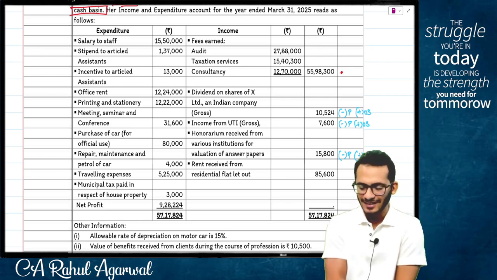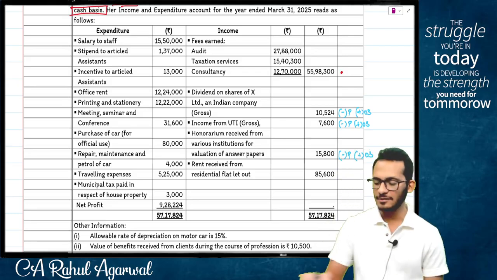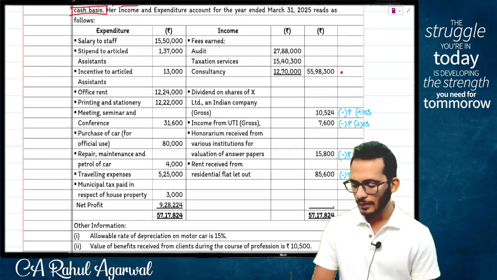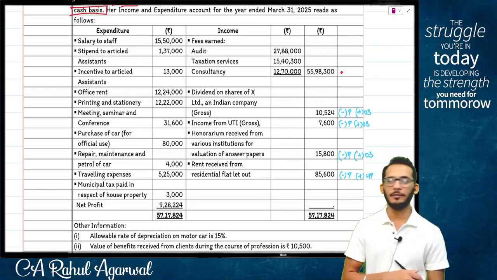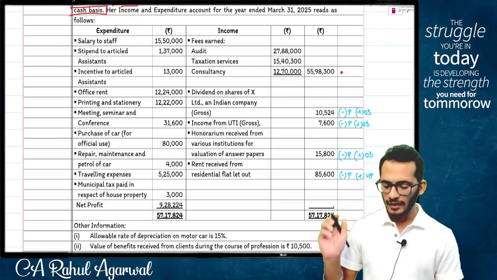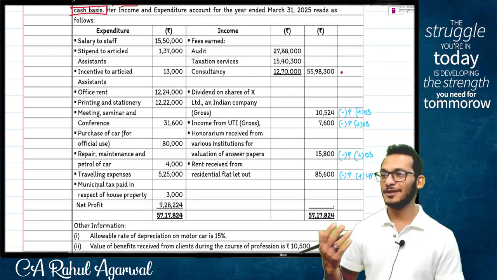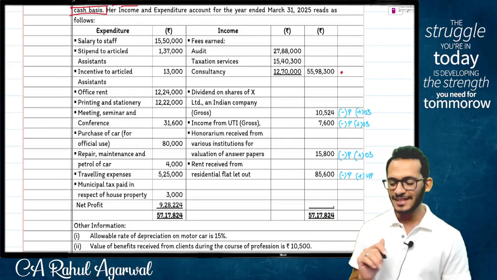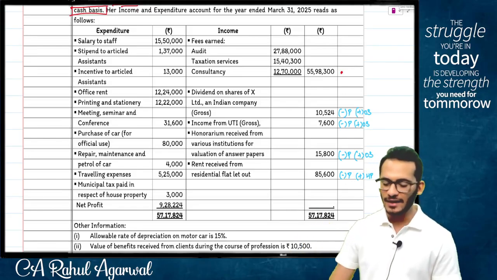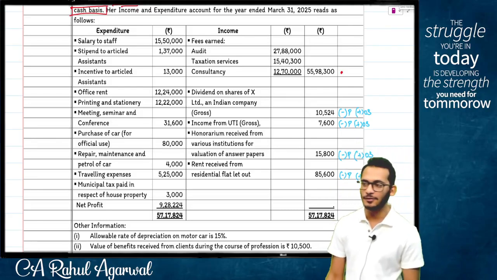It's not worth it. Next, rent received from residential flat let out. Now this is very clear, people. This is HP. Minus in PGBP, take it to HP. This is how it operates. I'm moving to the left side, people. Salary to staff, ignore. Stipend to articles, ignore. Incentive to articles, gifts and all they are giving you. Office rent, ignore. Printing and stationery, ignore. Meeting, seminar and conference expenses, ignore. Purchase of car for official use 80,000.